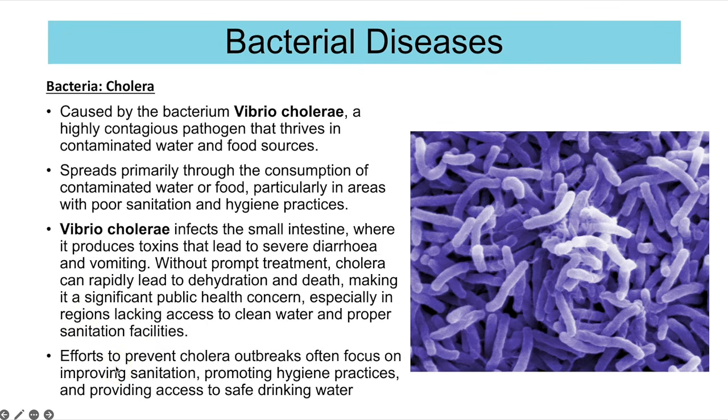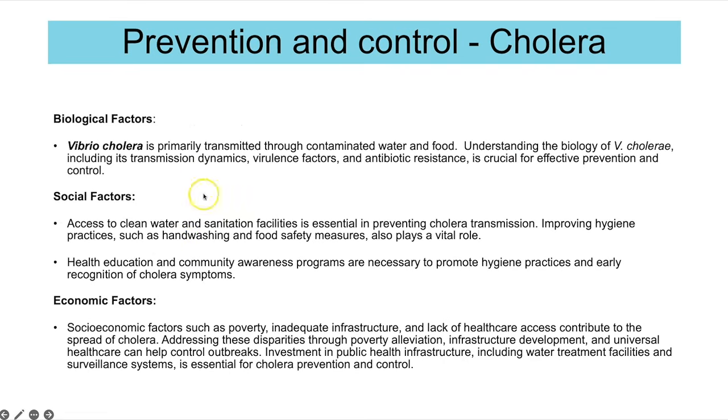So there are efforts to prevent cholera outbreaks, and this often focuses on improving sanitation, promoting hygiene practices, and providing access to safe drinking water. And this slide here just goes through a bit more detail on those, broken down into biological, social, and economic factors. So one way that's helped to prevent and control the transmission was understanding the biology of it, because now we know that it's transmitted through contaminated food and water and that it's a bacteria. We know that you have to make sure you're drinking water that has been completely cleaned and food is thoroughly cooked, and you can treat it with antibiotics.